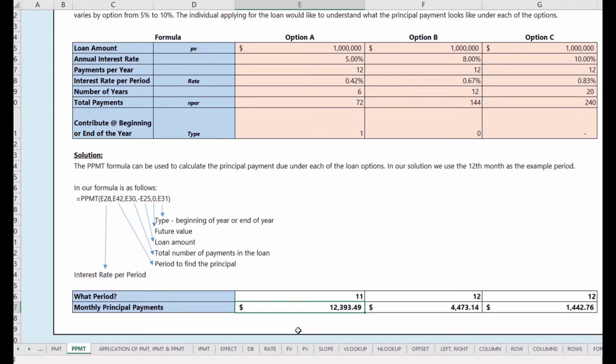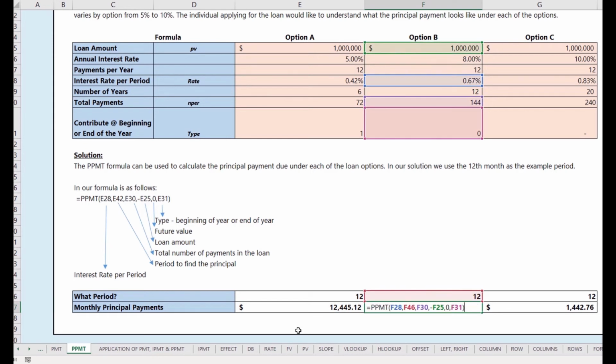Now I could create a waterfall to show the principal payments over time, or an amortization schedule, but in this case I just wanted to create a simple lookup to determine what the principal payments would be based on a value inputted into cell E46. So I can easily switch this to period 1 or to period 72 or back to period 12 to see what the principal payment would be.